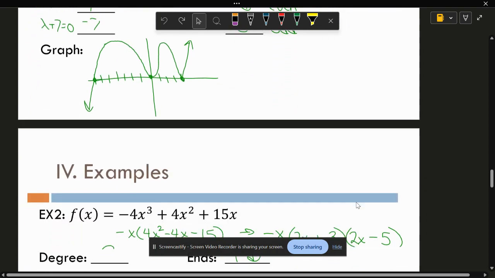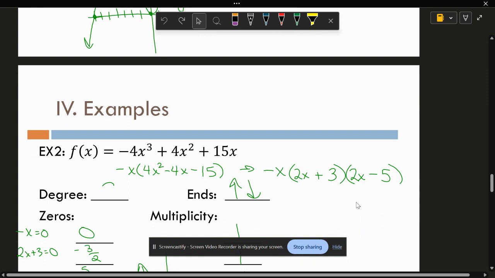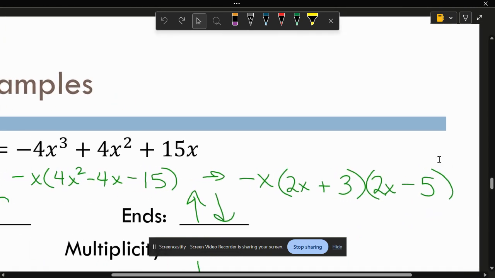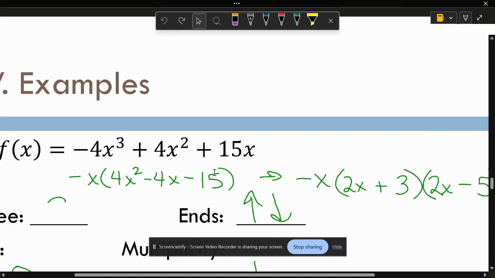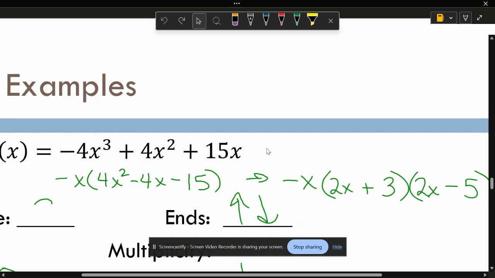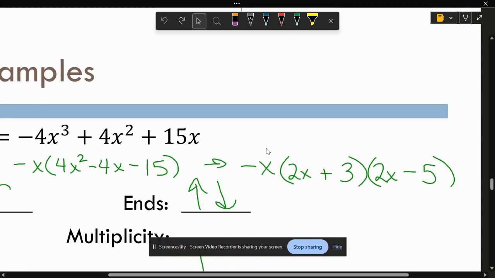Okay, so what happens if you have something that is not in factored form, that is in fact in standard form? You will have to factor everything out of it. So if you look at example number 2, we've got negative 4x cubed plus 4x squared plus 15x. I'm going to take a negative x out. I think it's easiest to take that negative out first. That way you can factor. So 4x squared minus 4x minus 15. From there, that factors into 2x plus 3 times 2x minus 5.